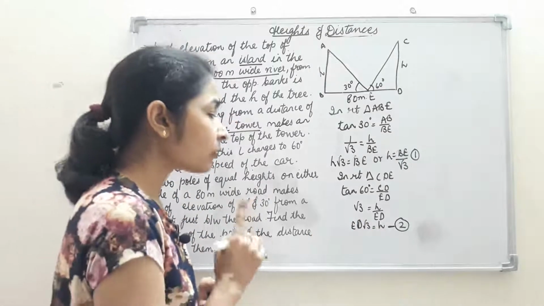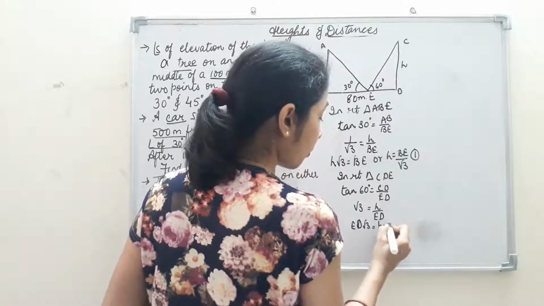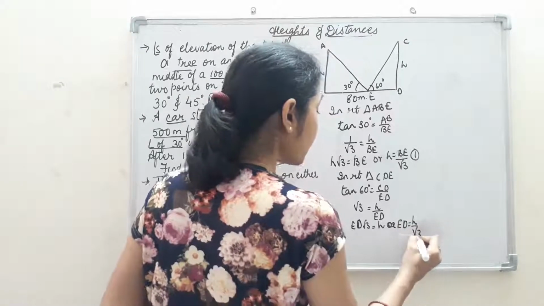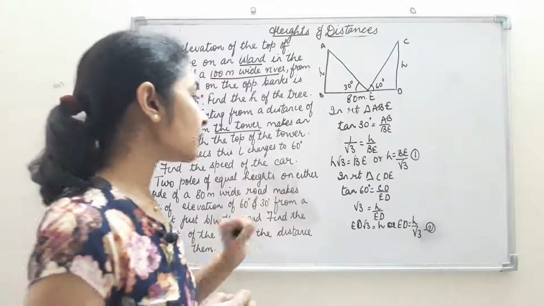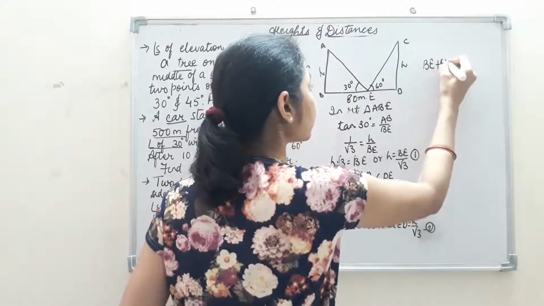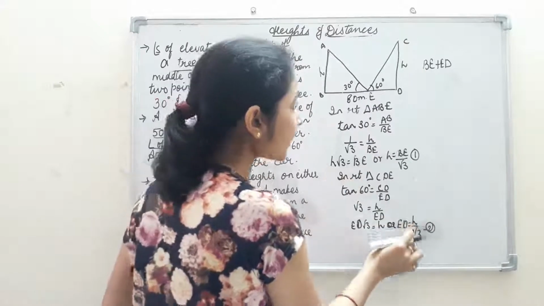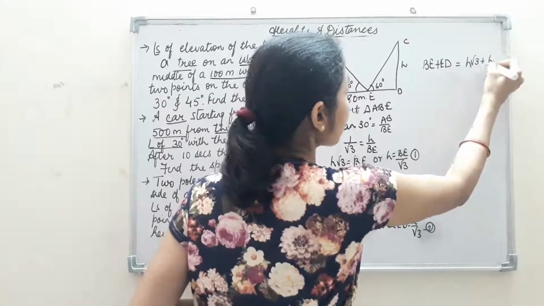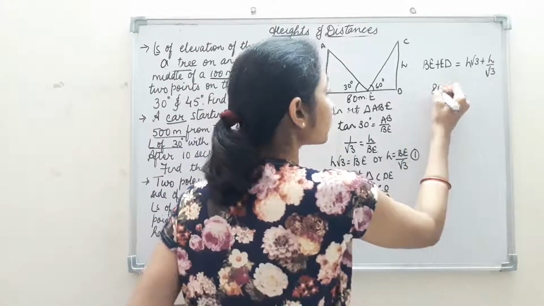If I find the value of ED, I can write ED is equal to H upon root 3. So I'll just add equation number 1 and 2. If I add equations 1 and 2, what do I get in LHS? BE plus ED is equal to H root 3 plus H upon root 3. Now BE plus ED is equal to 80, that I know.